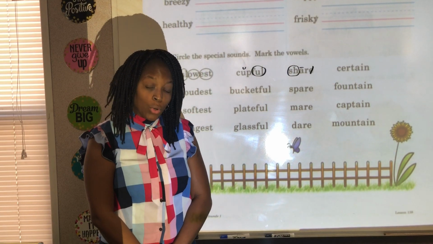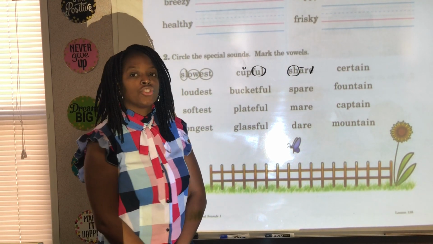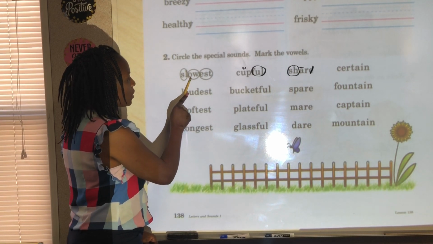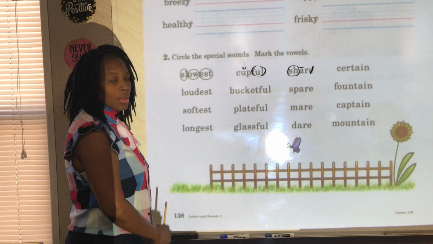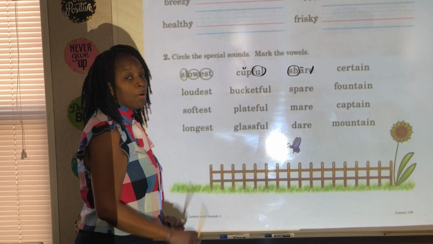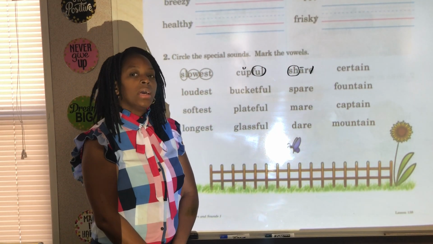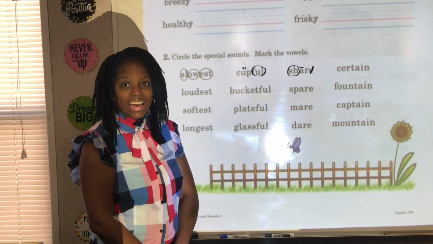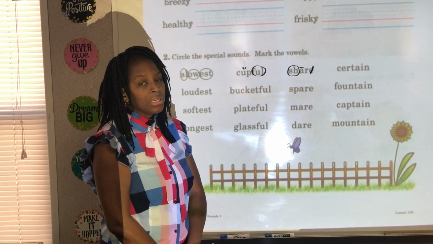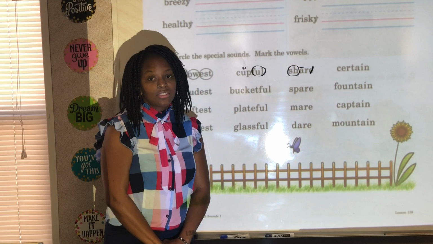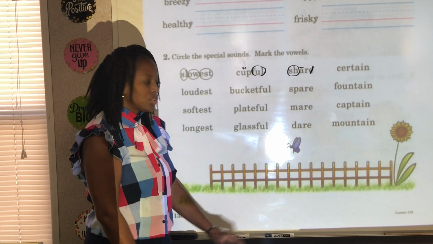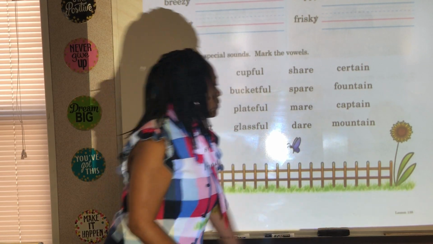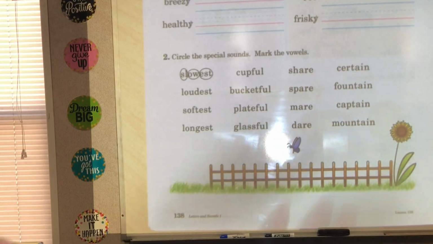Remember, some vowels are part of special sounds. For example, slowest. You got an O and you got an E. That O and W is part of the special sound, O in bowl. And that E is part of that special sound est in biggest. So please circle your special sounds first before marking your vowels. All right, let's take a look at our next page.